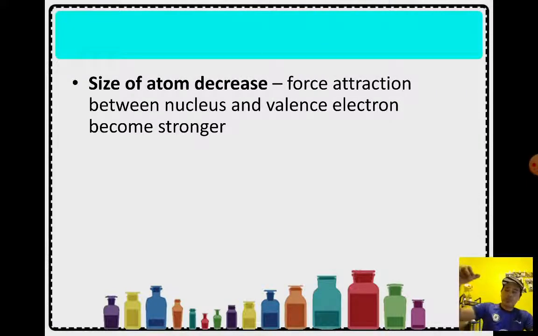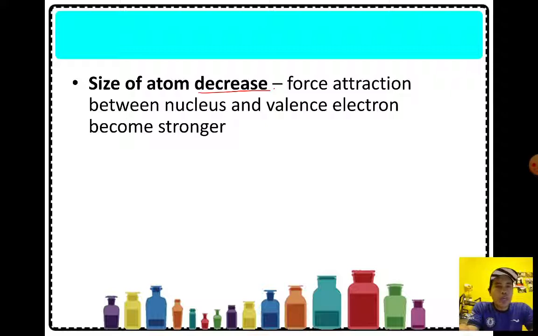Okay, so we talk about the size first. The size of atom decrease. Okay, sebelum ni kita belajar dalam group 1, descending the group, bermaksud menuruni kumpulan, menuruni kumpulan size atom bertambah. Kumpulan 17 pun sama, menuruni kumpulan saiz atom bertambah. Tapi kali ni sebab apa?